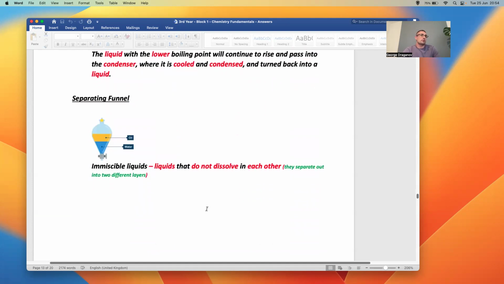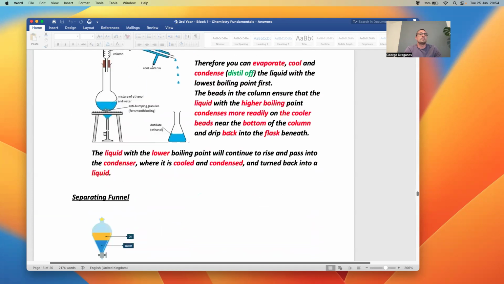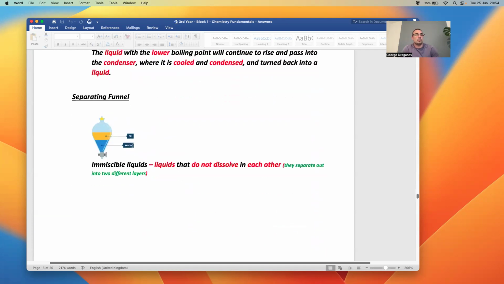A small note, there's something called a separating funnel, which is for immiscible liquids. So this was miscible liquids, which mix with each other. Immiscible liquids don't mix with each other. Example, oil and water, or oil and vinegar. So what happens is you put them into a separating funnel, you close the tap, and you shake it. Then what happens is you'll get two layers.